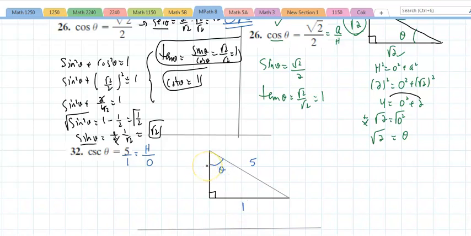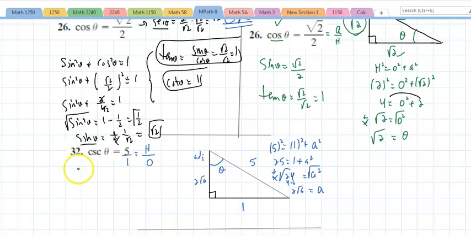To find the missing side, I would say hypotenuse squared equals 1 squared plus the adjacent squared, right? Because this side is the adjacent. So 25 equals 1 plus a squared. A squared equals 24. And if I square root both sides, plus or minus, I can't have that being negative. And this turns out to be 4 times 6. So that's 2 radical 6.